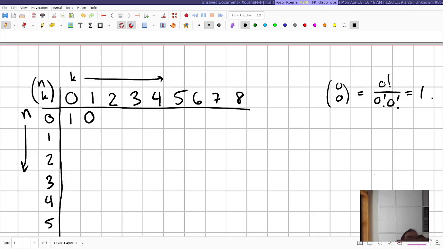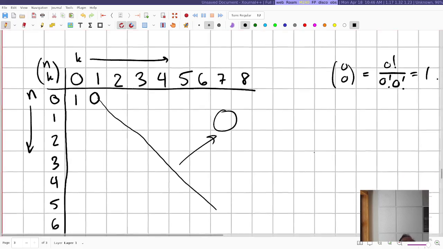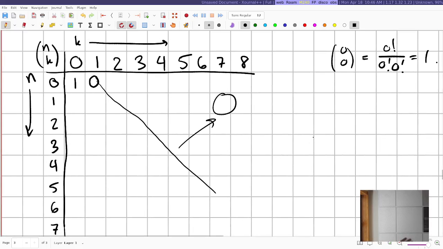So, in fact, everything from here on over is just all 0. Because here n is 1 and k is 2, or k is anything bigger. These are all places where k is bigger than n. We're just going to say everything up there is 0. So let's forget about that. Okay. How about when n is 1 and k is 1 and k is 0?